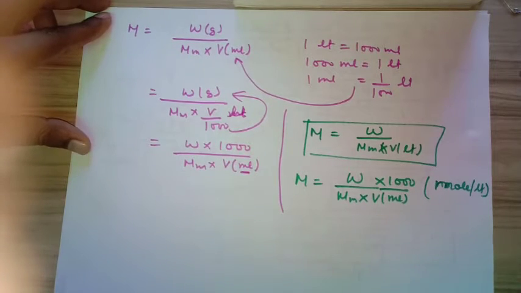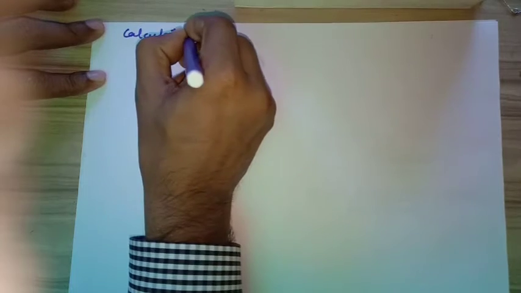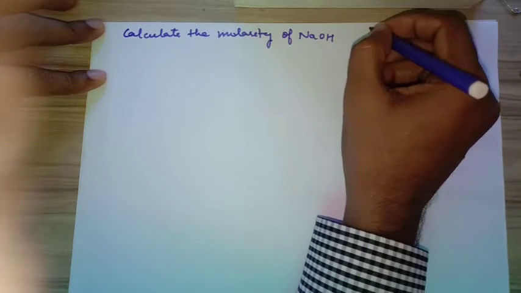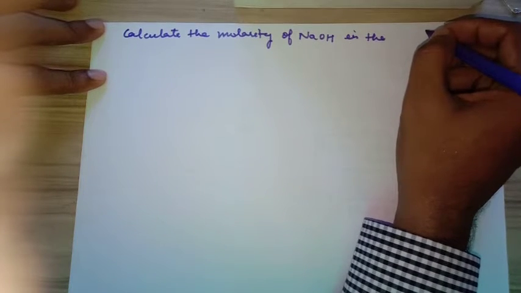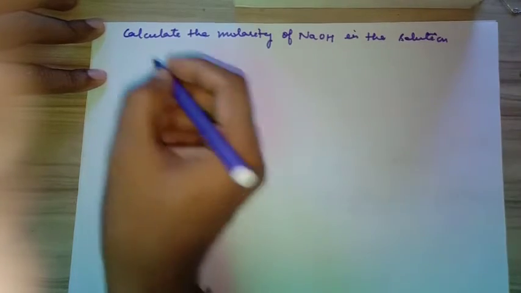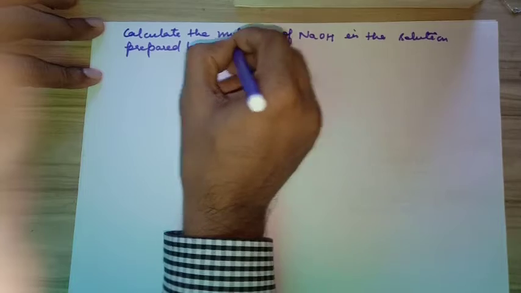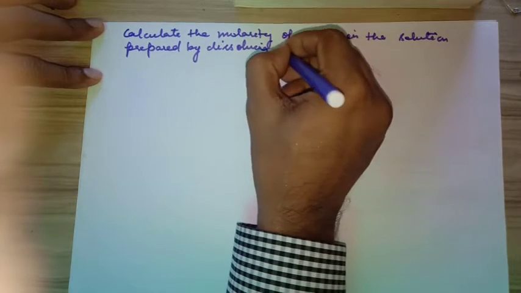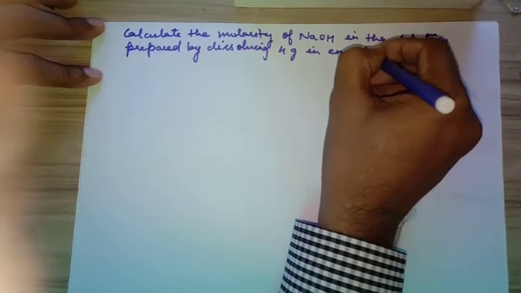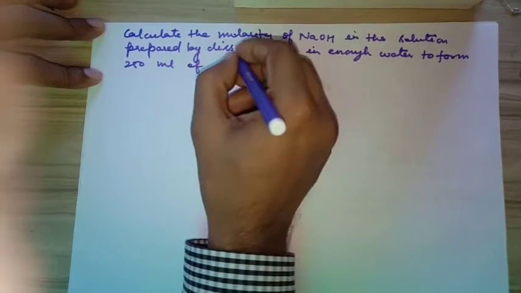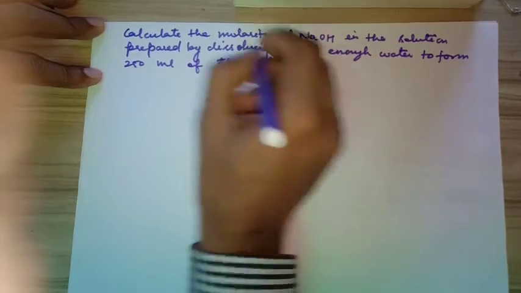Let us take a question. Suppose we have a question: calculate the molarity of NaOH in the solution prepared by dissolving 4 gram in enough water to form 250 ml of the solution. So this is our question.